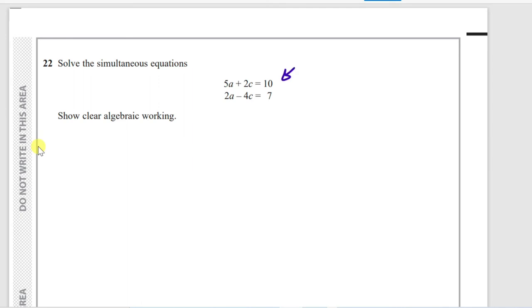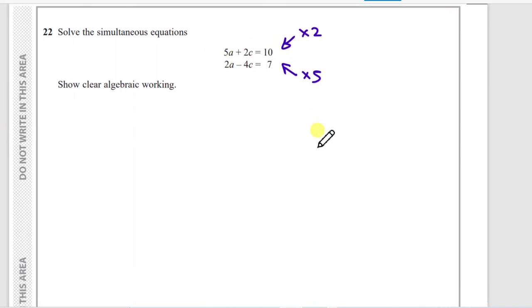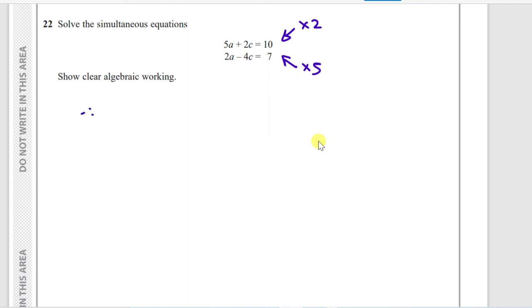So what I mean by that is, you times the top row by 2, because the bottom one is 2A, and the bottom one by 5, because the top row has 5. And that's it, you just times the whole equation by 2 and the whole by 5. When you do that, you can get the following. You can get 5A times 2, which is 10A. Next, 2C times 2 gives you 4C. 10 times 2 is 20.